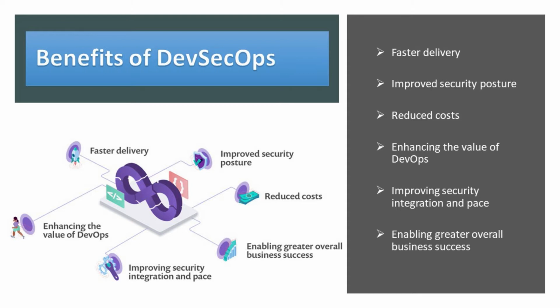Third one is reduced costs. Identifying vulnerabilities and bugs before deploying results in an exponential reduction in risk and operational cost. Fourth one is enhancing the value of DevOps. Overall security posture improves as a culture of shared responsibility is created by the integration of security practices into DevOps.